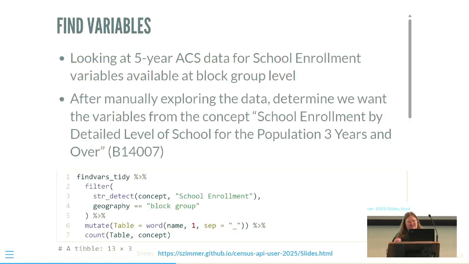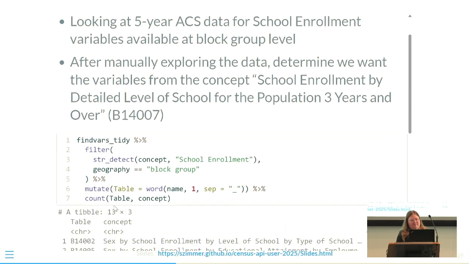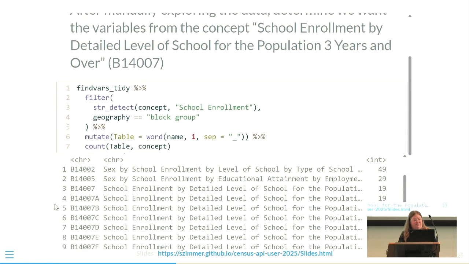But I knew what I was getting at, so I take my data set, I look for a concept that includes school enrollment, I look for the geography being block group, and then all of the variable names are like a table number _1, table number _2, and so on. So I get the table as its own little variable, and I look for all of the tables that have school enrollment in them and are available at the block group level.